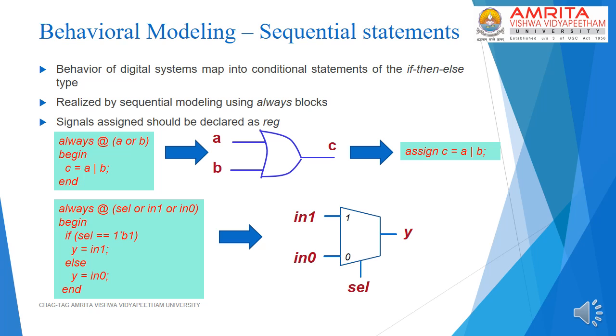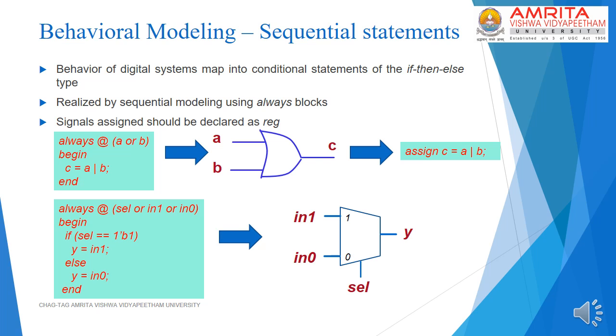But we know that the behavior of digital systems basically maps into conditional statements of the if-then-else type, and these statements can be modeled only if we have some provision for specifying conditions in a sequential fashion. That is, if some condition 1 is true, do this, and if it fails, do something else. So for modeling a conditional behavior, we need constructs which can model a set of conditions which are examined in sequence. We look for a first condition, and if it is not true, then we look for the second condition, and so on.